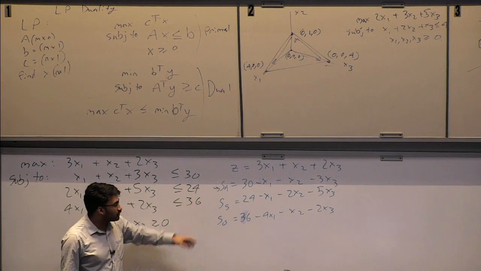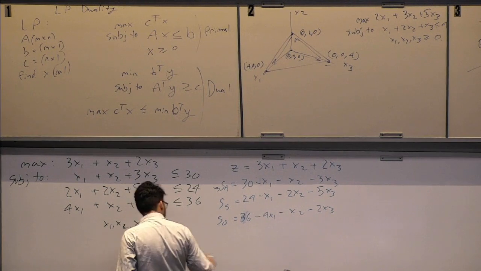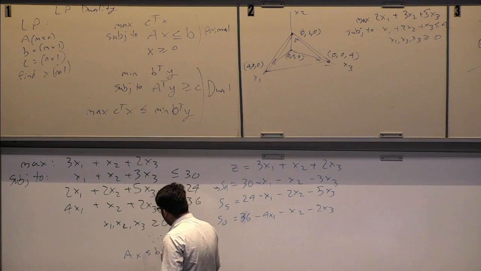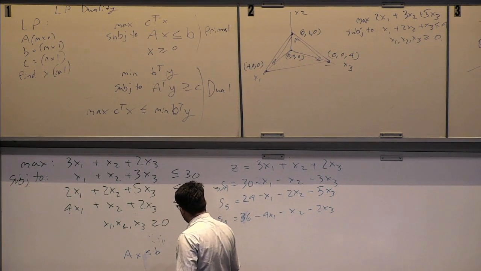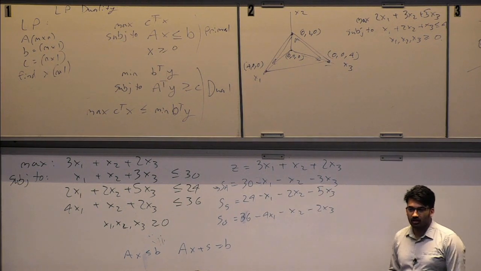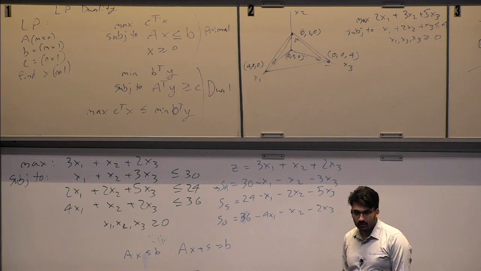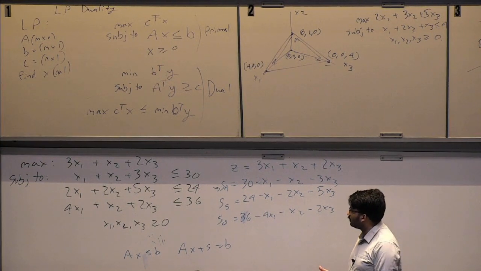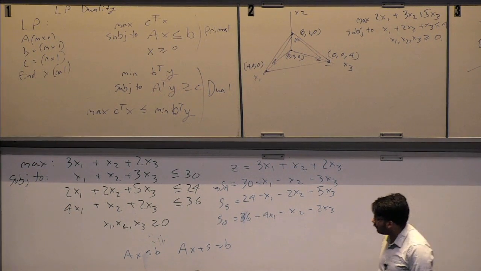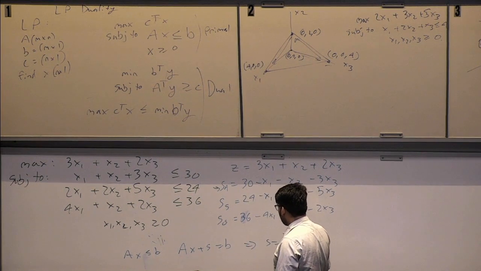Now, notice that if AX is supposed to be less than or equal to B, then AX plus S is equal to B. S is the difference between the solution and B, right? So S4, S5, S6 represent what's called the slack. If you recall, in the proof of subset sum we added slack variables, right? You change the inequality to an equality. But from here, you can also get the fact that S is then equal to B minus AX, right?